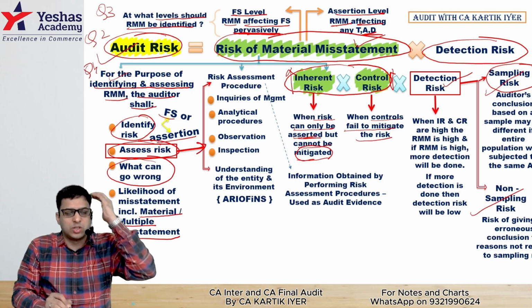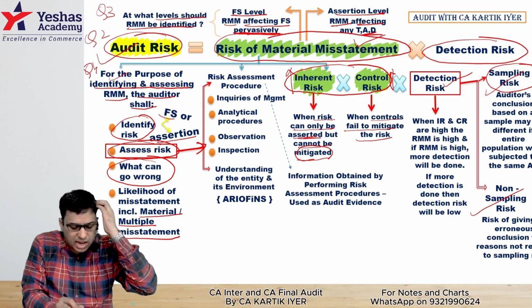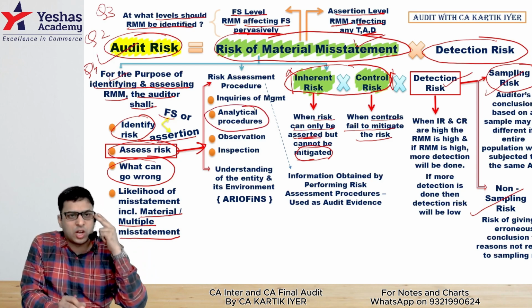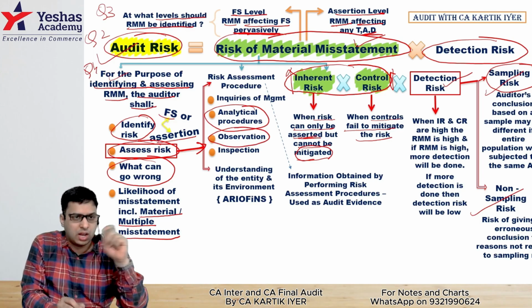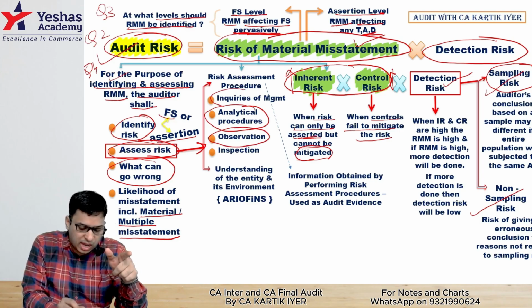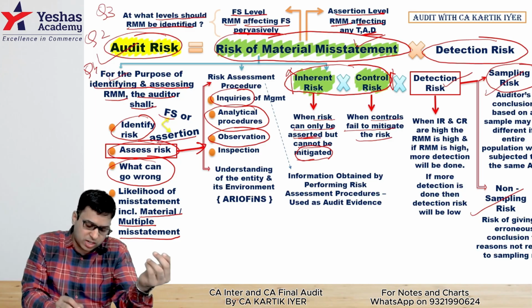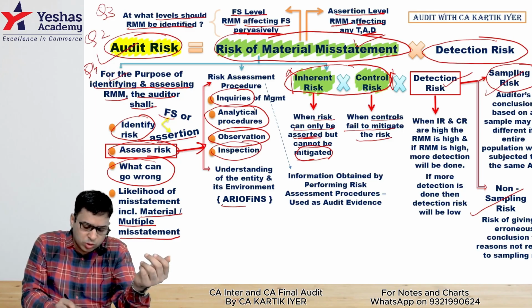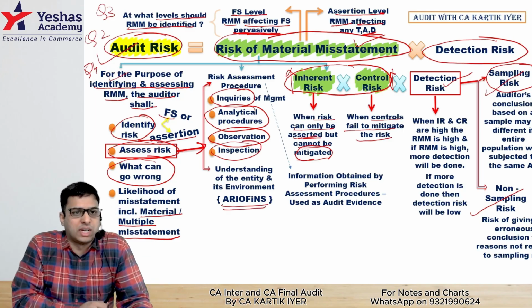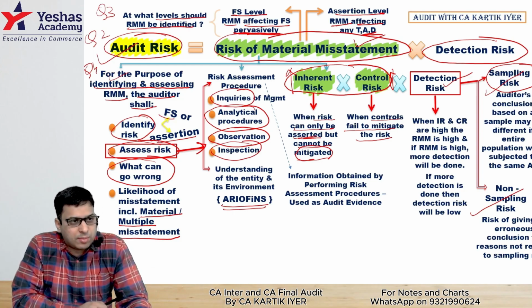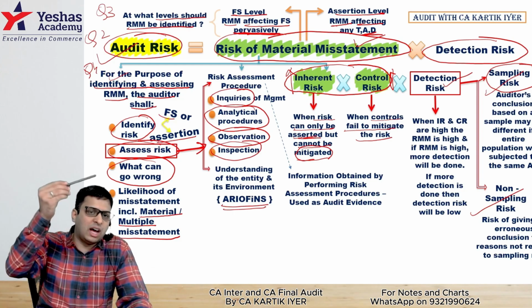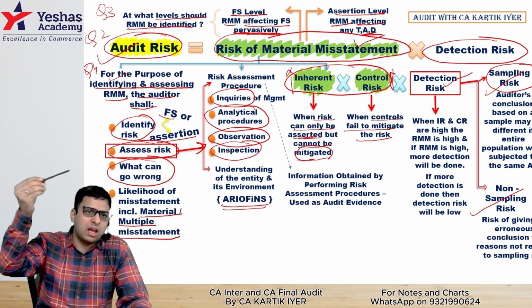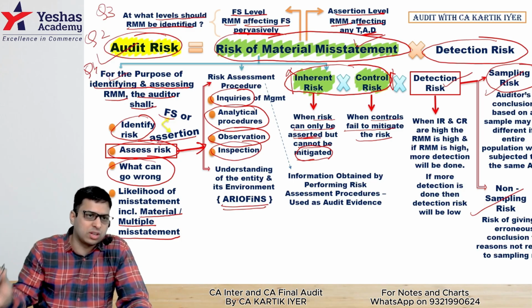When you assess the risk, you are using your brain, so we call it analytical procedures. Near your eyes, we are doing observation. Near the mouth, we are doing inquiry. And finally, this is your inspection. Finally, you can also do it by understanding of the entity and its environment. Simple. This completes your 1A, 1B, 2, 3, 4. That is what we complete.